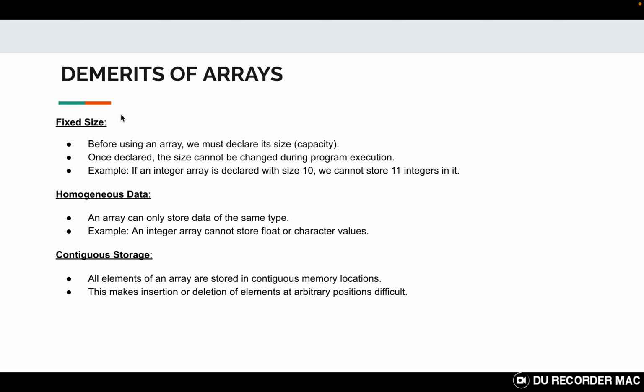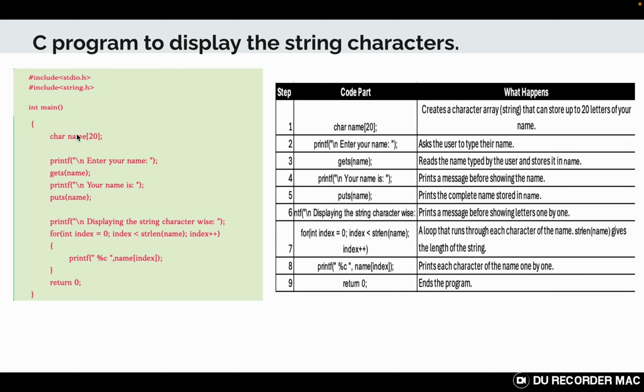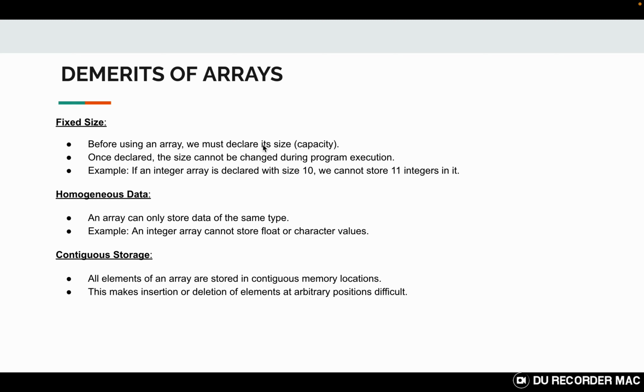If you see here, this is an array whose name is name, and it is holding all the data of the type character. Then we are declaring the size as 20. Now if you want to enter 21 or 22 elements in this array, this will give you an error, because an array is of fixed size and we must declare its capacity before using any array.